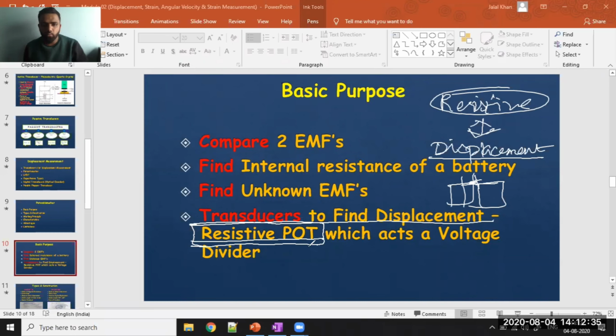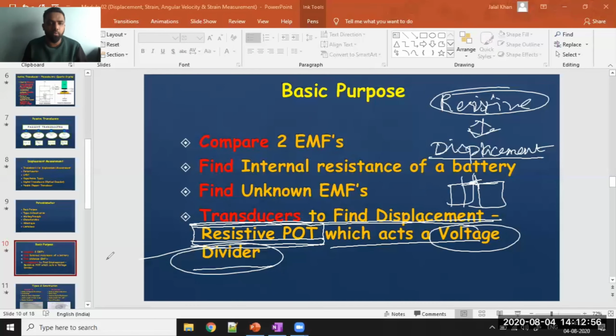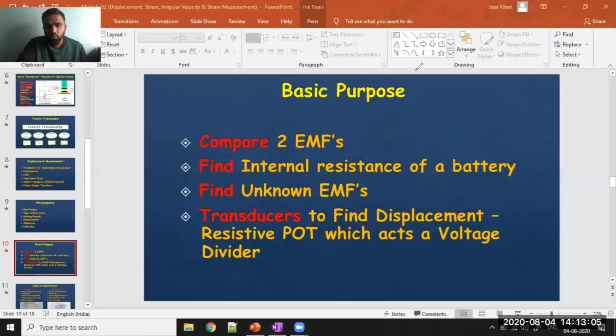So the type that we are going to study is said to be a transducer which is used to find displacement. It is also called a resistive potentiometer because it converts displacement into resistance, and it is also called a voltage divider. There is another name for the resistive potentiometer: it is also called a voltage divider. I'll explain voltage divider when we get into the details of this topic. I'm just fast forwarding it right now.